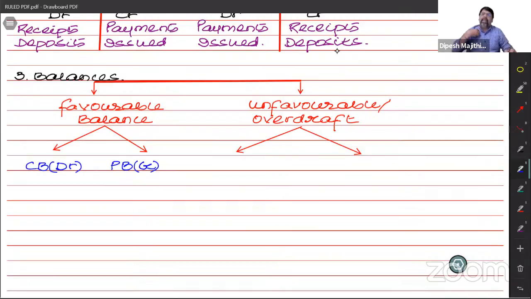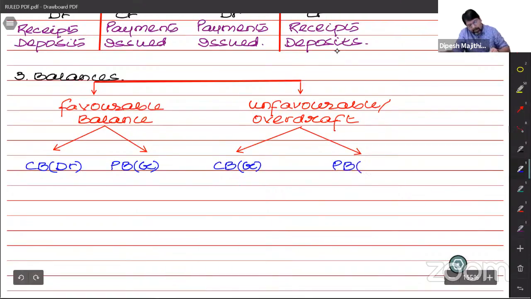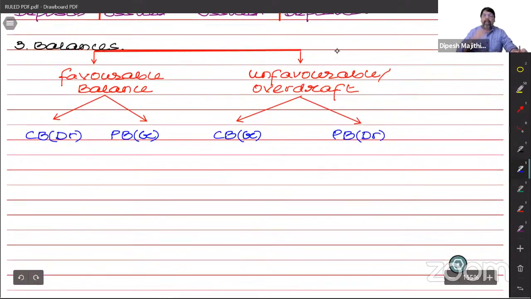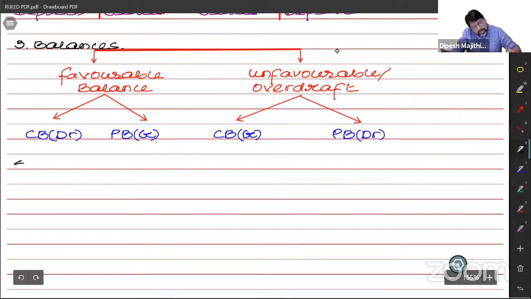Overdraft balance is liability for me. Withdrawals are more than deposits. Unfavorable balance means withdrawals are more than deposits. I am supposed to pay the bank. Liability for me. Bank is supposed to receive from me. Asset for bank. So cash book, credit balance, passbook, debit balance. Am I clear?